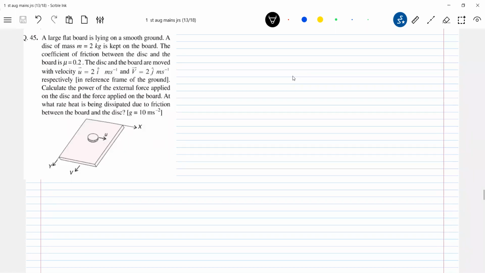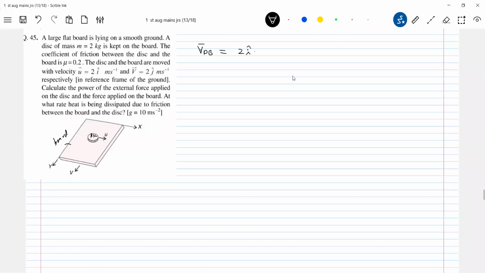Already you have some basic idea of how to calculate the direction of friction. Whose help do you have to take? You have to take help of the relative velocity, no? So calculate the velocity of the disk with respect to the board. This is the disk, and this is the board. So we'll calculate the velocity of the disk with respect to the board. The velocity of the disk is u.